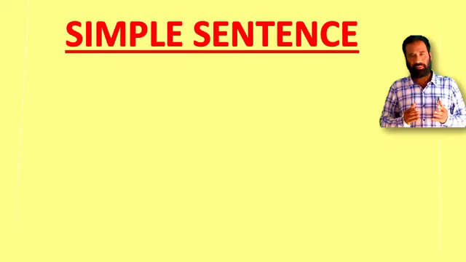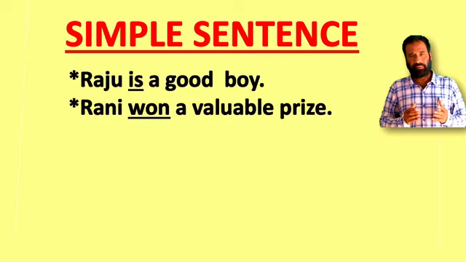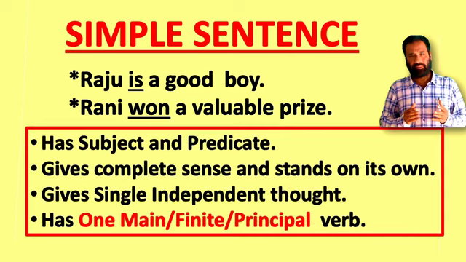Friends, let's see what a simple sentence is. Observe the two sentences. Raju is a good boy. Rani won a valuable prize. Each sentence consists of a single independent thought. Structurally, in each sentence, one subject, one predicate, one finite verb are there. Each sentence gives full meaning and complete sense. This type of sentences are called simple sentences.